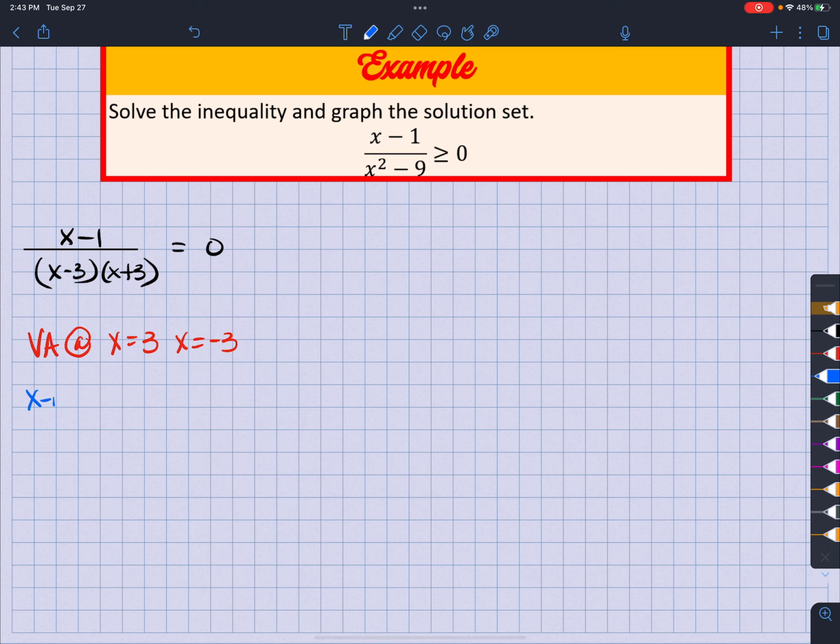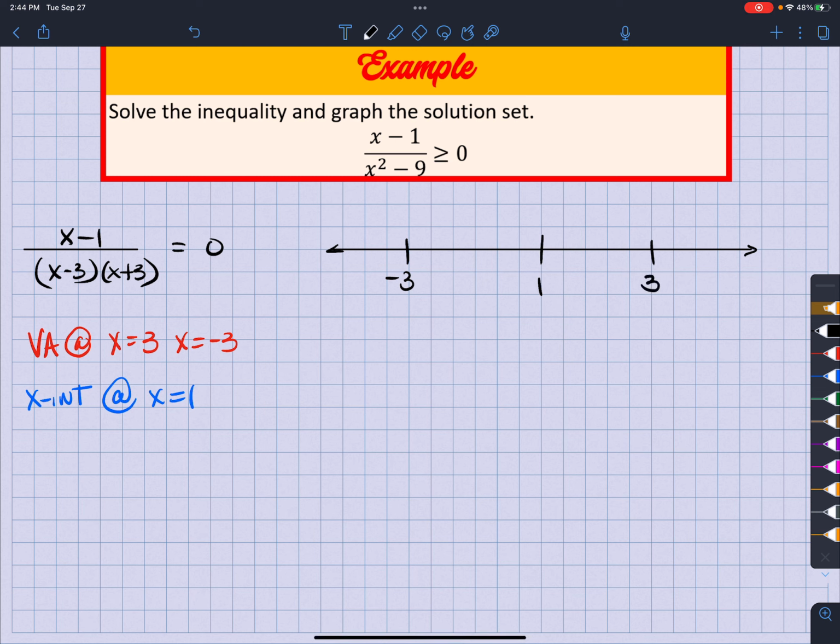I have x-intercepts at x equals 1. Because I know I take the numerator and set it equal to 0, right? Because y is equal to 0, and the only way that the y value can equal 0 is if the numerator of a fraction is 0. So there's my x-intercept and that piece. So I'm going to draw a number line. I have negative 3. I have 1. And I have 3.